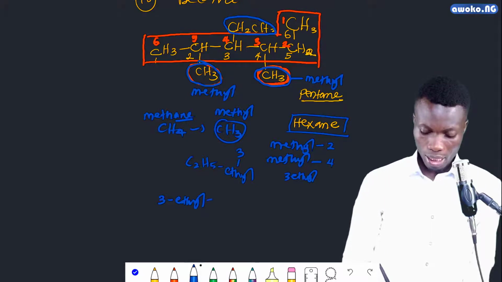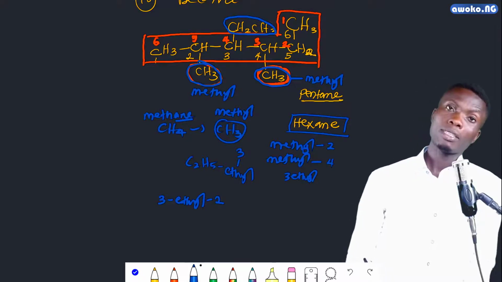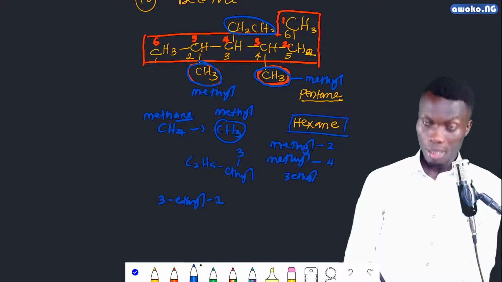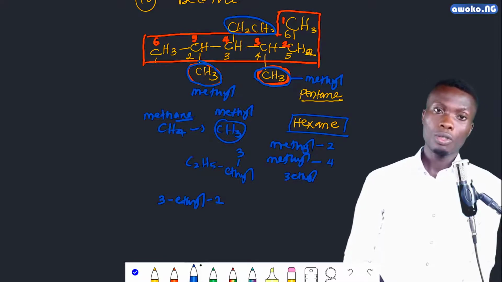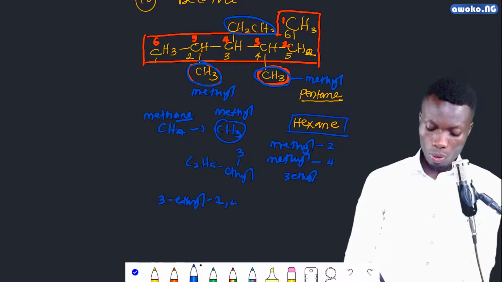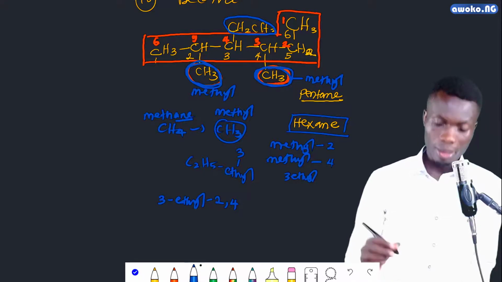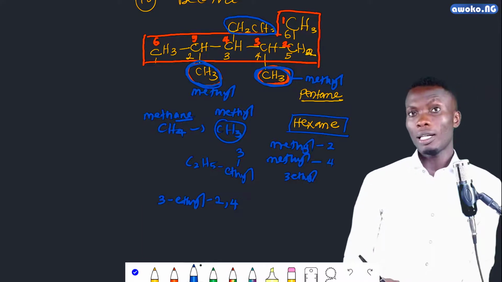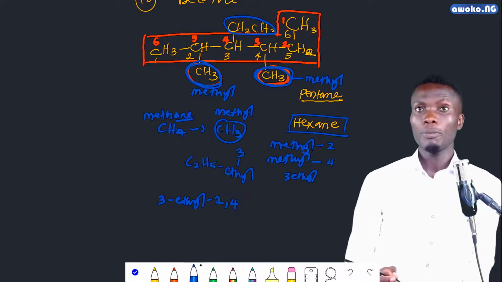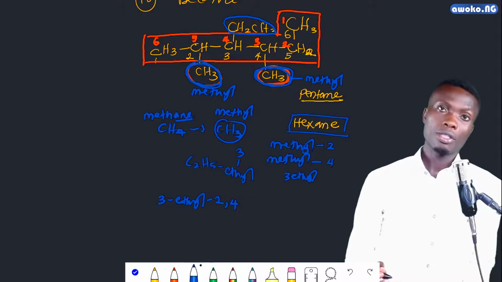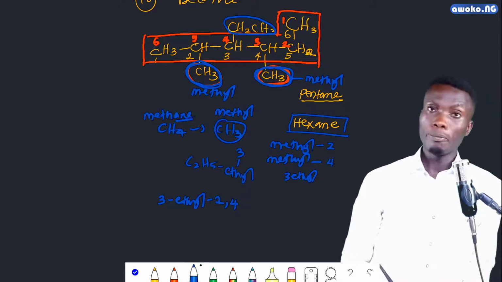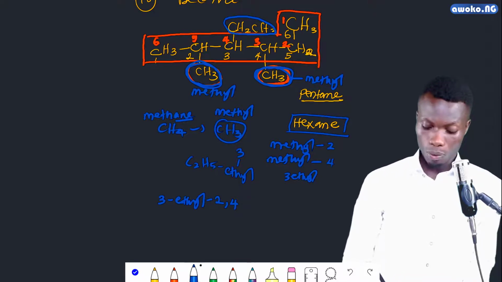So on position 2, you have a methyl. We will not just say methyl, we have 2 methyl. So you put down the positions where they are. On position 2 and on position 4, we have the same substituent or the same branch. So therefore, we bring them together. So we have 2 and 4.